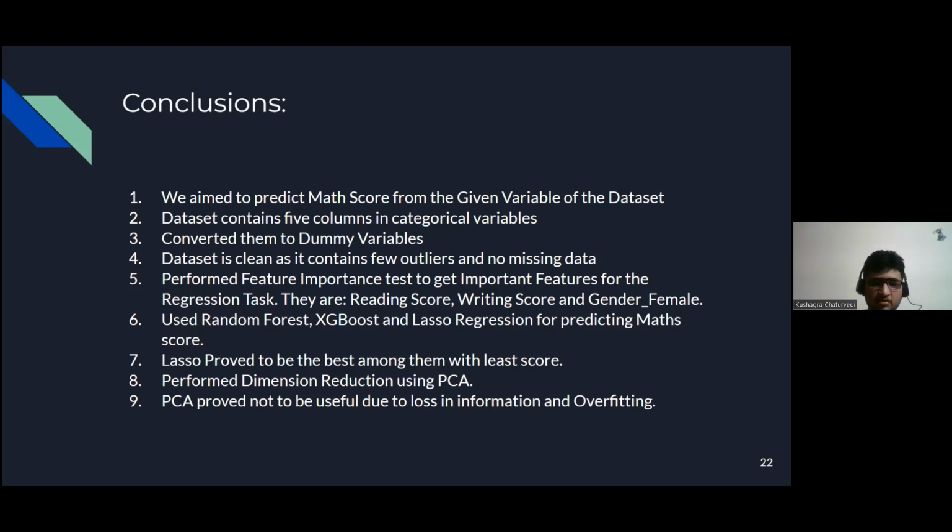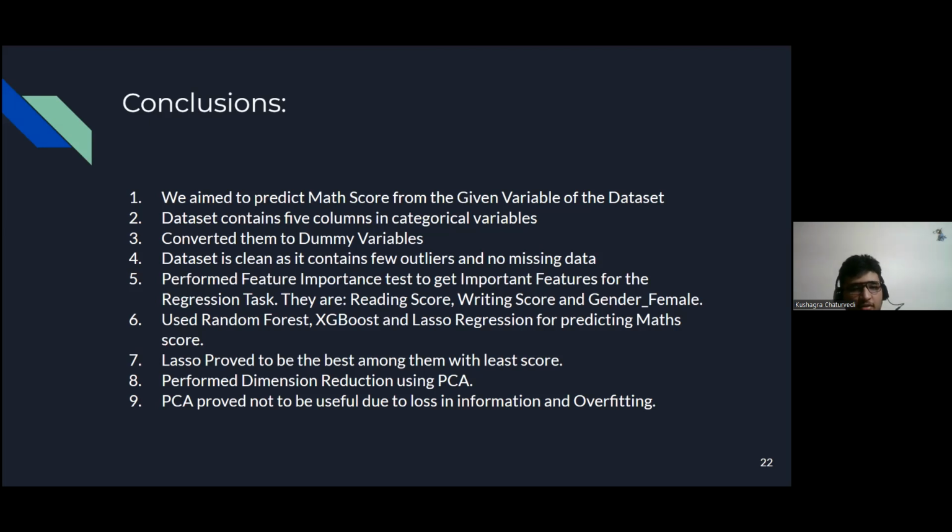The feature importance we have also performed and got to know important features from both lasso regression and random forest. But we will prefer the lasso regression as it can capture the high correlation that was present there. Those features are reading score, writing score, and gender female.